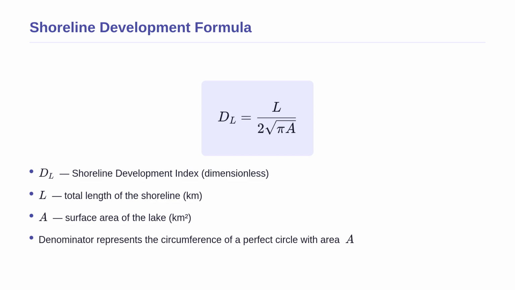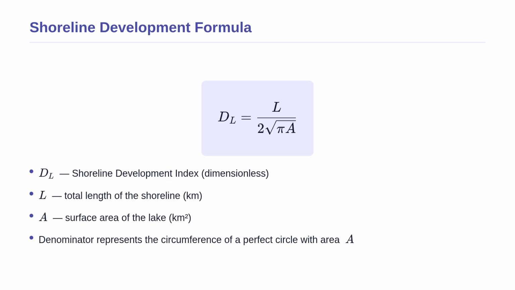To measure this edge habitat, we use the Shoreline Development Index formula. Conceptually, this formula is simply a ratio comparing the lake's actual shoreline length to the shortest possible shoreline it could theoretically have if it were a perfect circle.